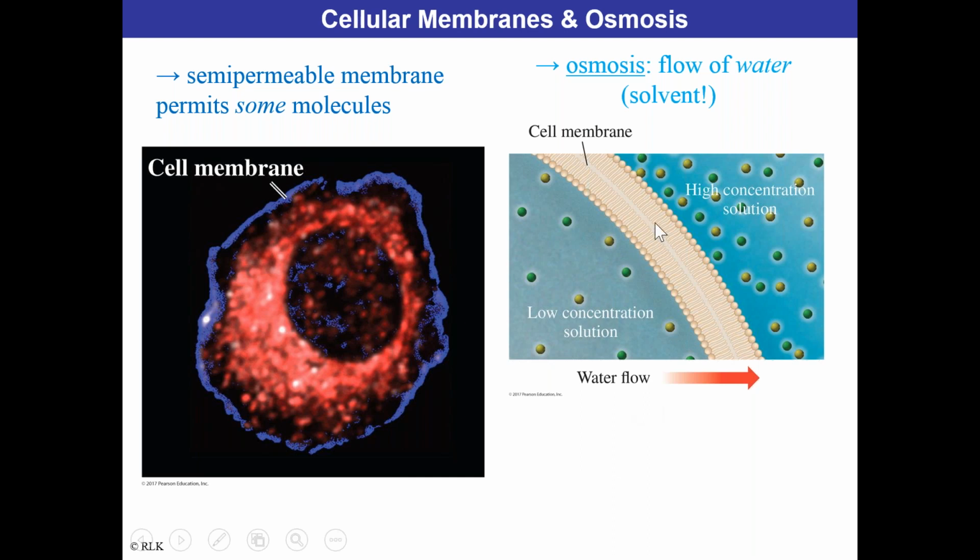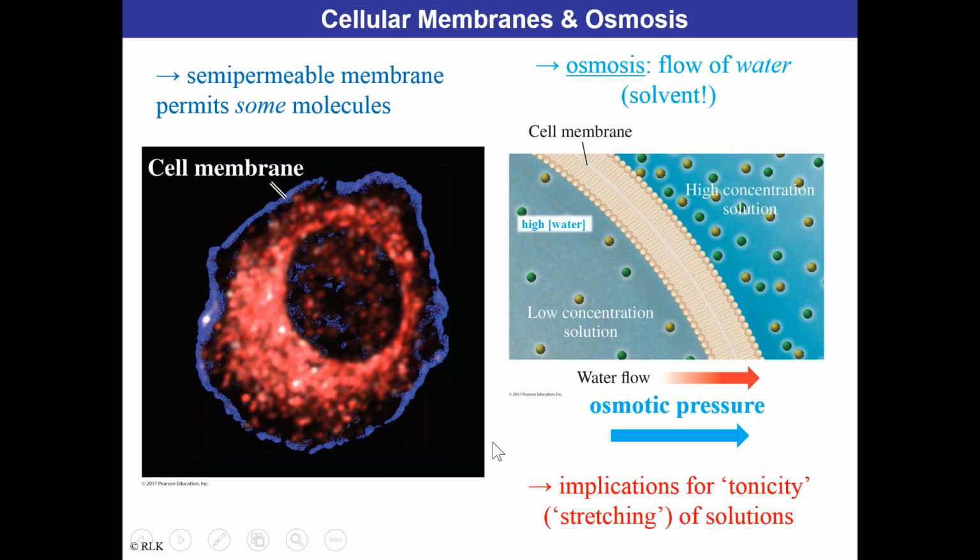So the water flow here is with respect to this cell membrane. Again, you see the phospholipid bilayer, a low concentration solution, and a high concentration solution in this image, and you have the direction of the water flow given. That also means you have high water content, relatively speaking, on the left, and low water content on the right, where you have the high concentration solution. The osmotic pressure is going to be going from left to right.